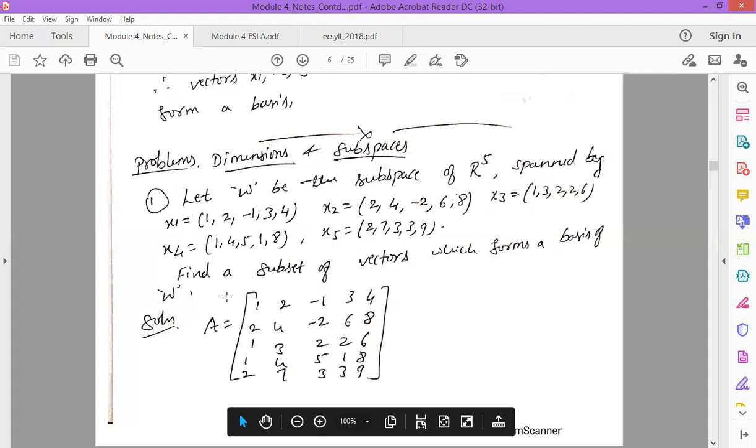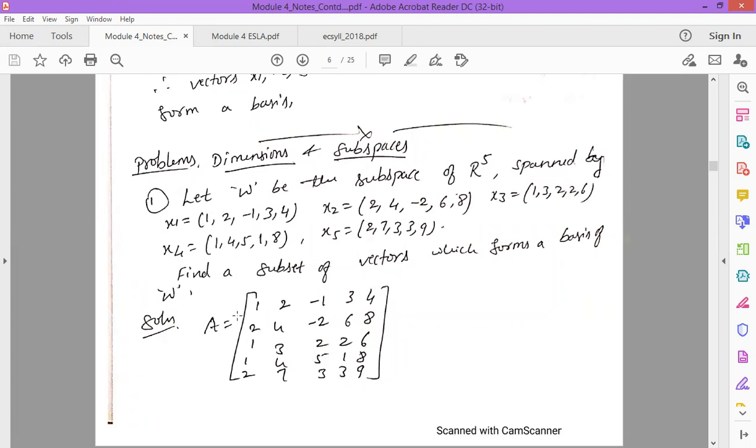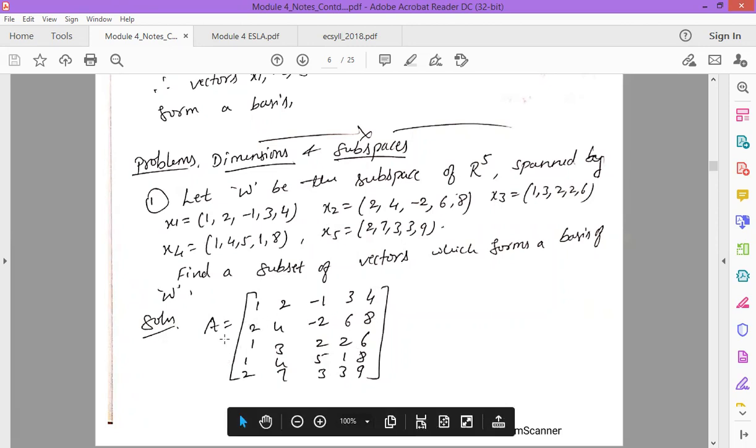The only thing you need to remember is whether the column is representing the elements of x1 or the row is representing the elements of x1. Here all the elements x1, x2, x3, x4, x5 are written row-wise. Whenever I say x1, x2, x3, x4, x5, they represent the row elements here.